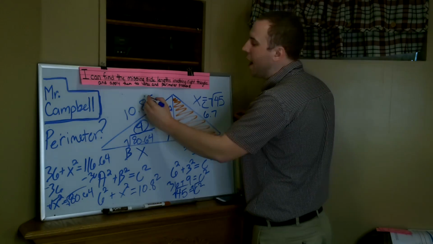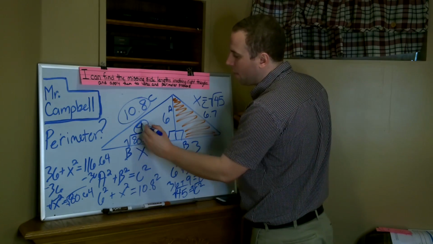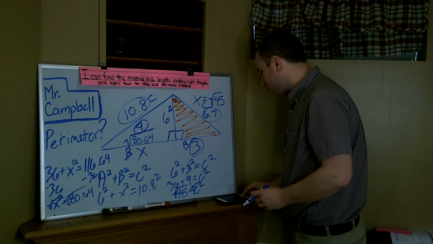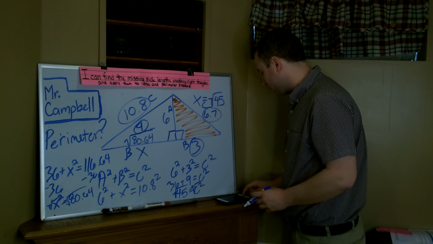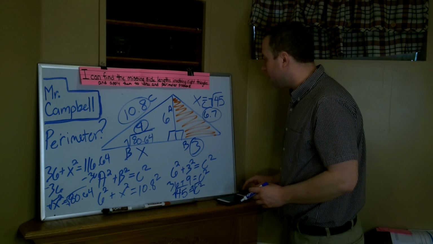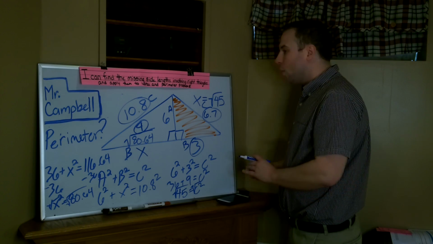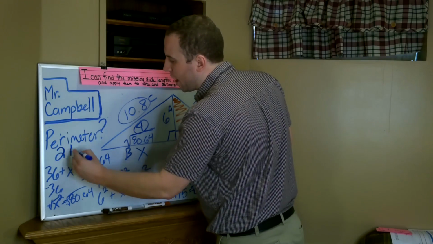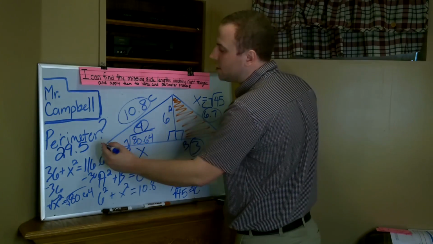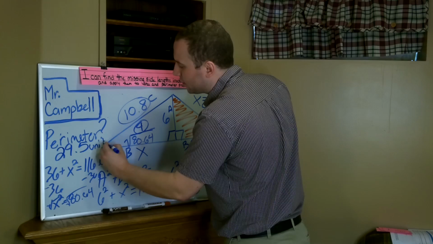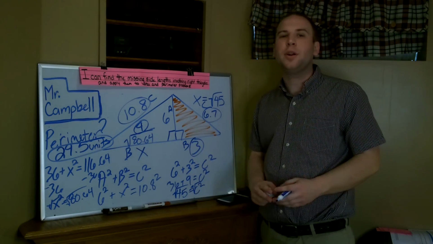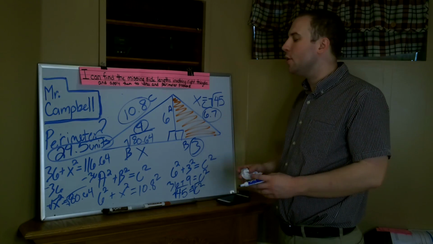So in order to find the perimeter now, I'm going to take 10.8 plus 9 plus 3 plus 6.7. That will give me the perimeter of 29.5, and because I have no units here, it would just be units, because you always want to make sure you have your units or some type of unit for your answer. So my perimeter is going to be 29.5 units.